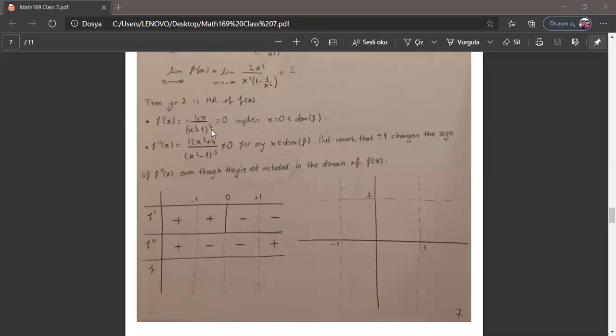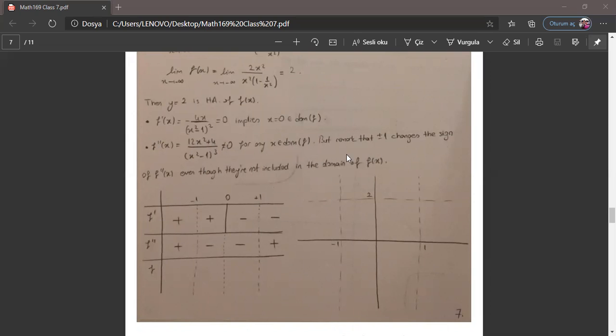Okay, so we find f prime first and equalize it to 0 and get x equals 0, which is in the domain. So it's the only root of this derivative. And we do the same thing for the second derivative of the function, but see that it has no root on this domain. Actually, it has no root on the real line. x² cannot be negative when x is a real number, so it has no root.